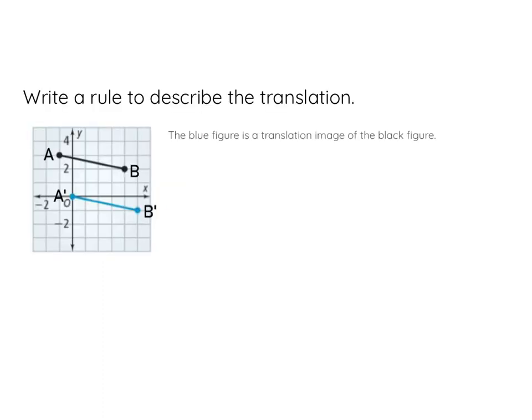You may also see this where you have 2 pictures. Again, it's telling us the blue figure is a translation image of the black figure. We also should see the difference of the letters. We have an A prime and a B prime. So we know AB is the pre-image, what we start with, and A prime, B prime is the image, what we end with. So if I'm going from A to A prime, what do I do? Well, I'm going to move 1 to the right, and then I'm going to go 1, 2, 3 down.